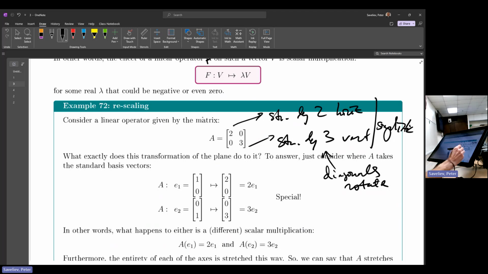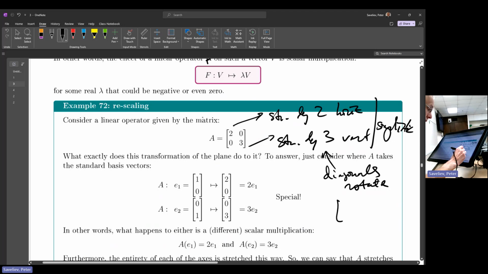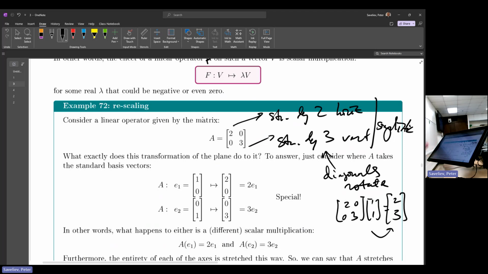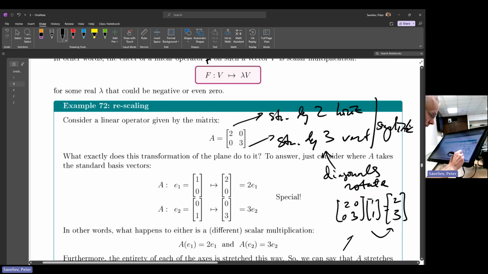If you don't believe me, take a vector 1, 1. So 2, 0, 0, 3, I multiply by 1, 1. What do I get? I get 2 and 3. Right? So 1, 1 goes to 2, 3. It's not a multiple. Because of the disproportional stretching, the angle also changes. It was 45 degrees and now with 2, 3 it's up a little bit. It was like this, 1, 1, and then under the transformation, it looks a little bit like this. So it is 2, 3.